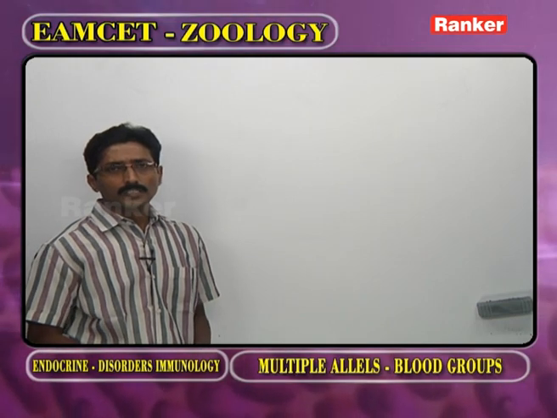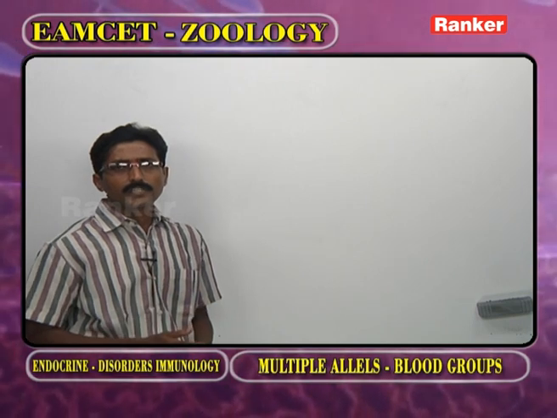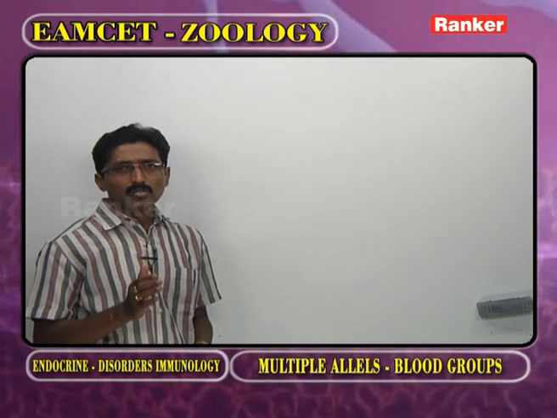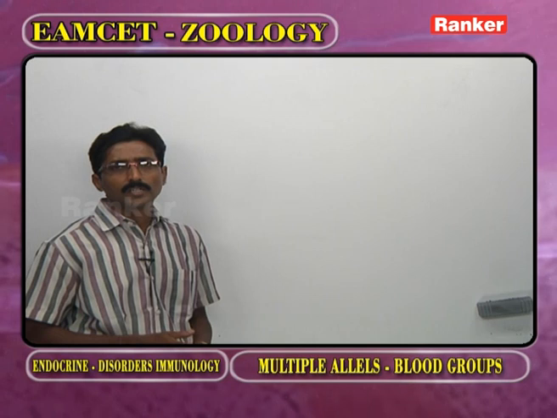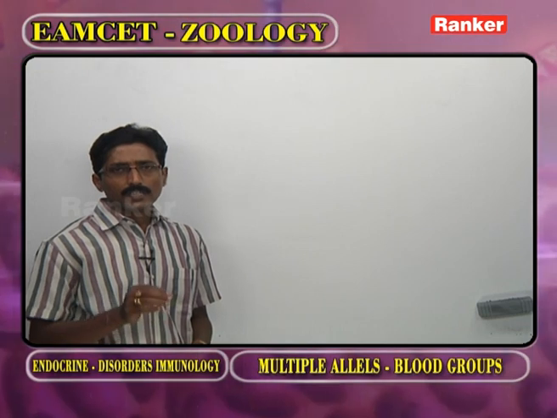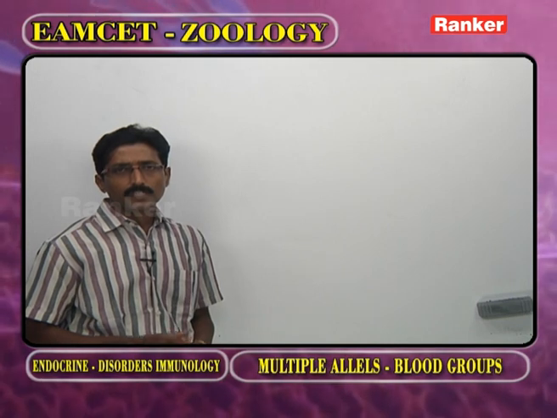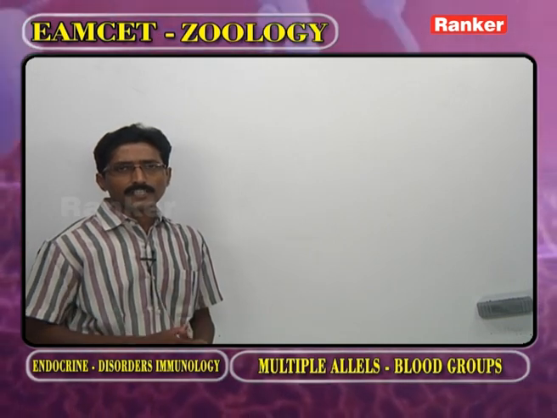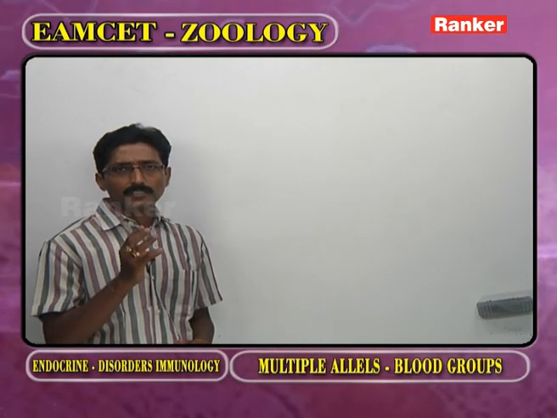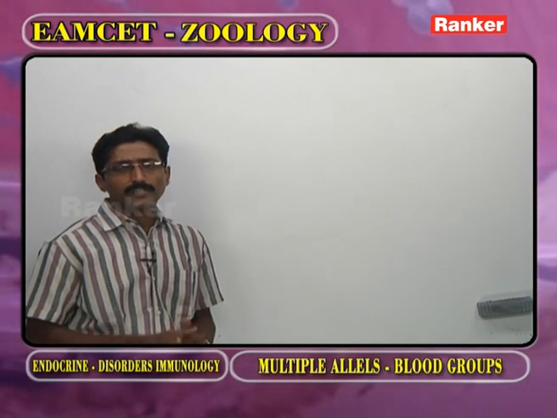Students, in the last class we discussed the introductory part of the endocrine system. In this class we have to discuss the remaining endocrine glands and disorders, and next we have to discuss genetics, the blood groups up to sex determination. We already discussed genetics. In the EAMCET examination, from genetics we get 3 marks. From the endocrine disorders we get 1 bit.